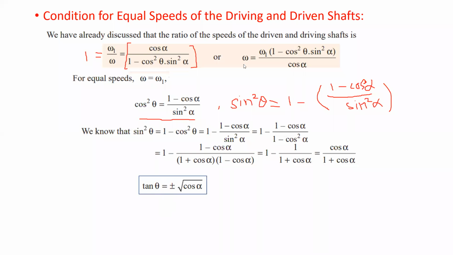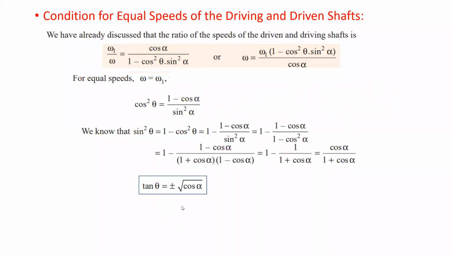First what you will do, first you will take only the plus sign. Okay, plus root of cos alpha. तो ये जो वैल्यू आएगा इससे आप थीटा फाइंड आउट करो. Sorry, root of cos alpha.